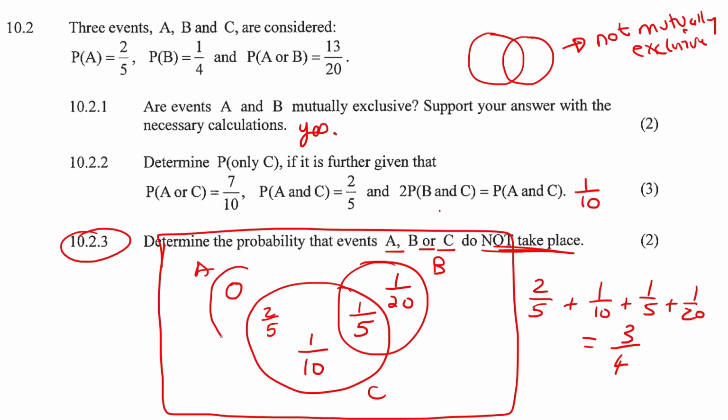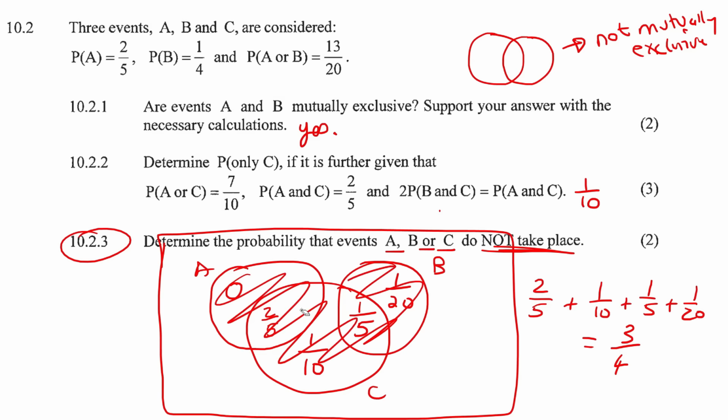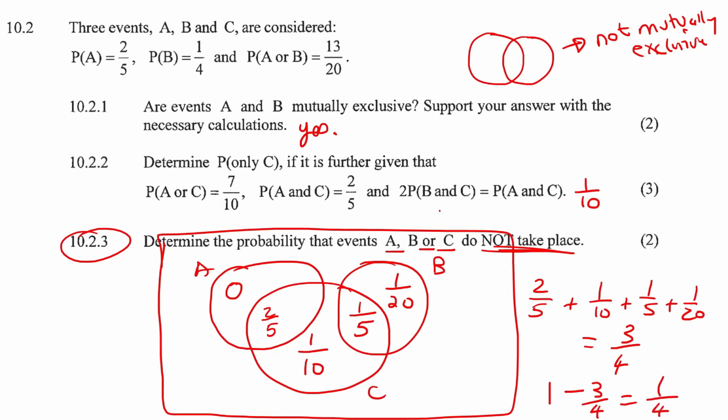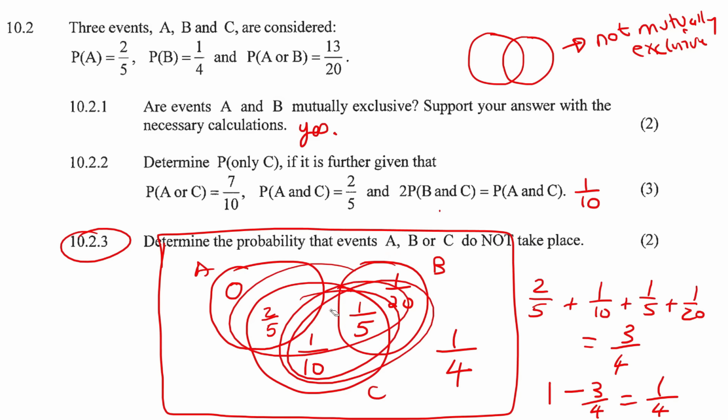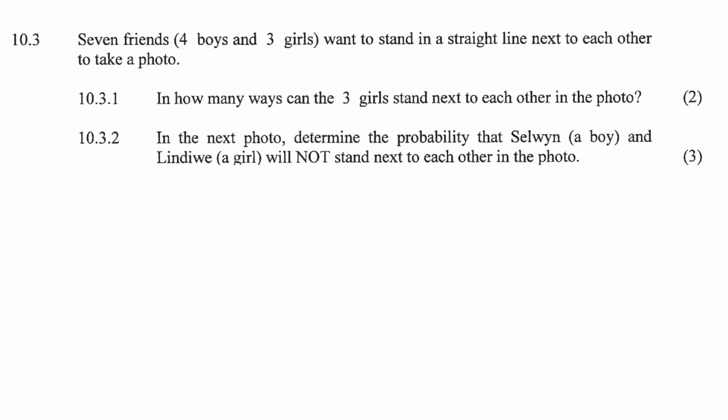Whoa, what happened to my circle? Was it like that? Yeah. Okay. So there might be something on the outside here. So what we just did is we went and we added up all of these numbers, and it did not add up to 1, it added up to 3 over 4. So you could then say 1 take away 3 over 4, and that'll give you 1 over 4, and so that would be on the outside. So it says determine the probability that the events don't take place. So they're saying what is the probability that none of A, B, or C takes place? Well, that would be this number, which is 1 out of 4.